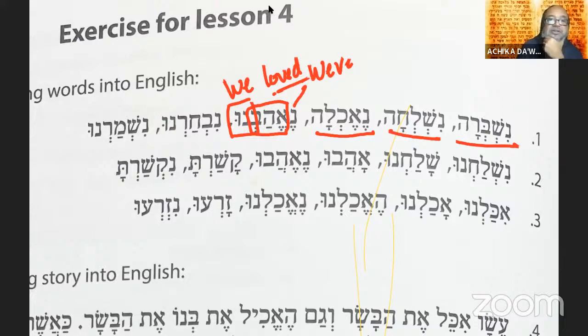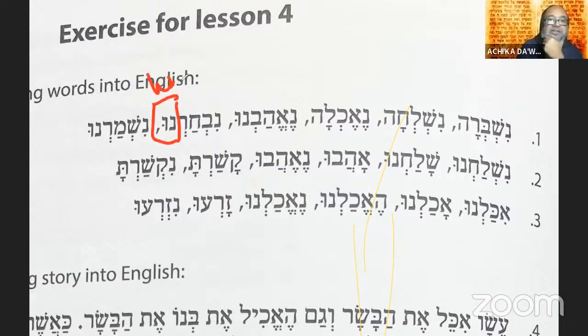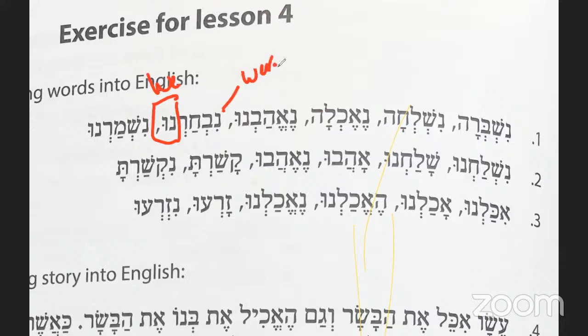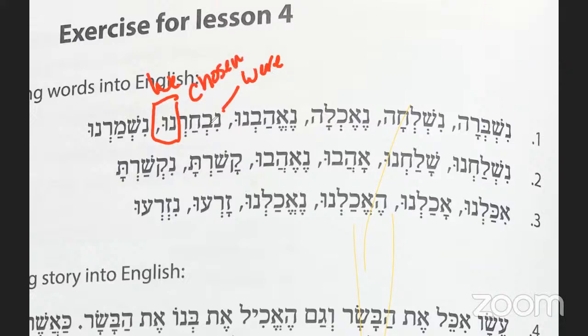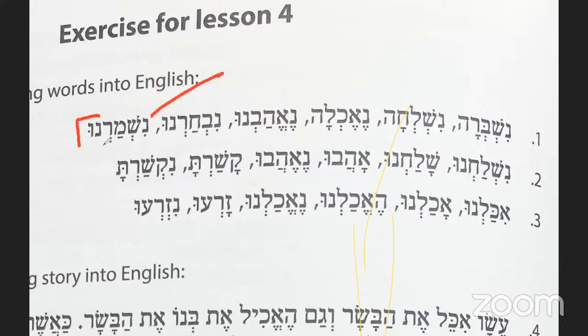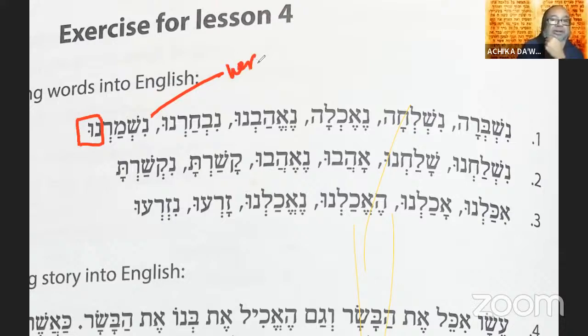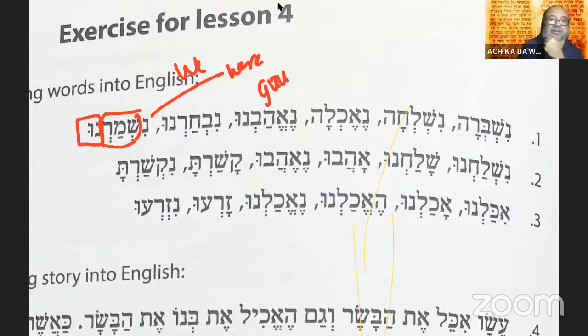What's this? We were. See the piece? We were. And then bakar. What is bakar? Chosen. We were chosen. Okay. Nishmarnu. What's nishmarnu? Ni, passive. Were. Okay. So we were heard. No. Shamar means to guard. We were guarded. Okay. So that's how you do that.